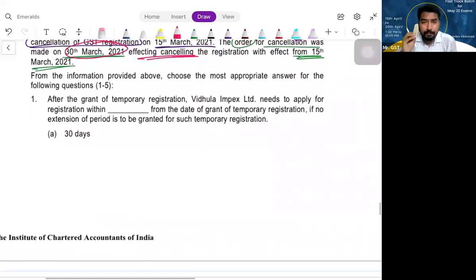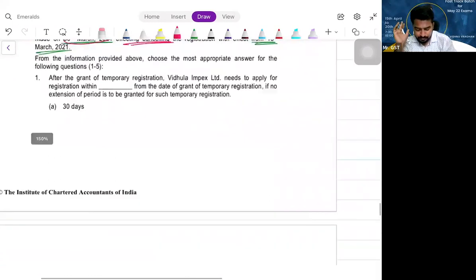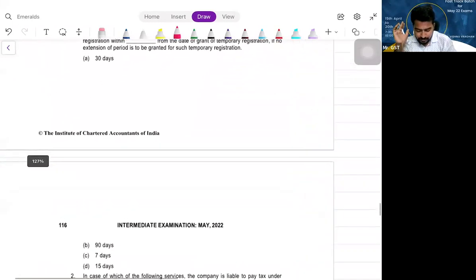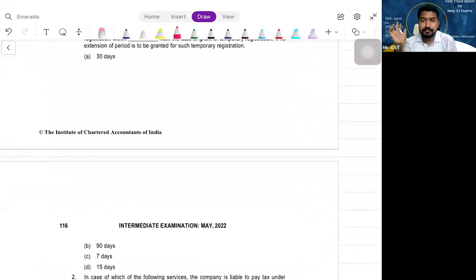After the grant of temporary registration, Vidula Impex Limited needs to apply for registration within dash days from the date of grant of temporary registration, if no extension of period is to be granted for such temporary registration. What is the answer? Options: 30 days, 90 days, 97 days and 15 days. 90 days, sir.